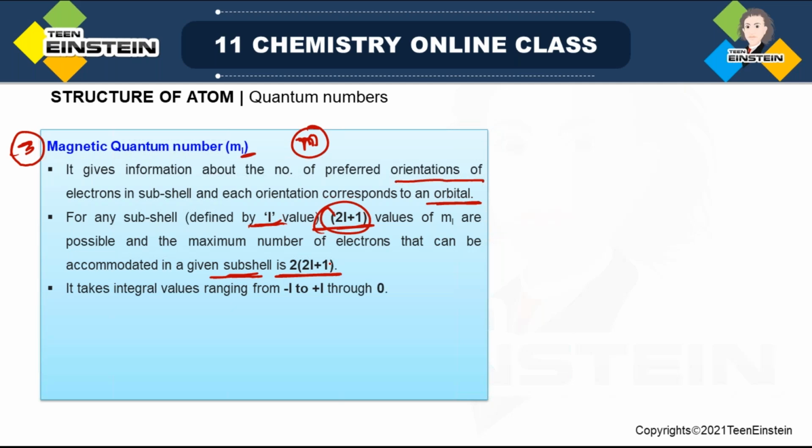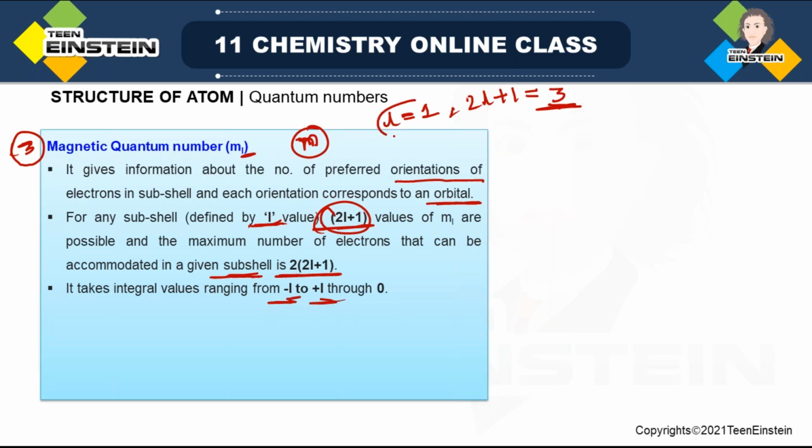Okay, and these ml values, when you see all the values, you will see that they basically range from minus l to plus l. Now what it means, suppose l is 1, so in that case 2l plus 1 is 2 into 1 plus 1, that means it is 3. Now if it is 3, that means the total ml values possible are 3. So how will it range from minus l to plus l?